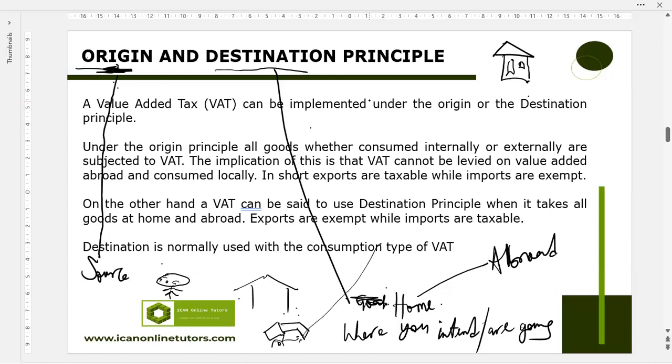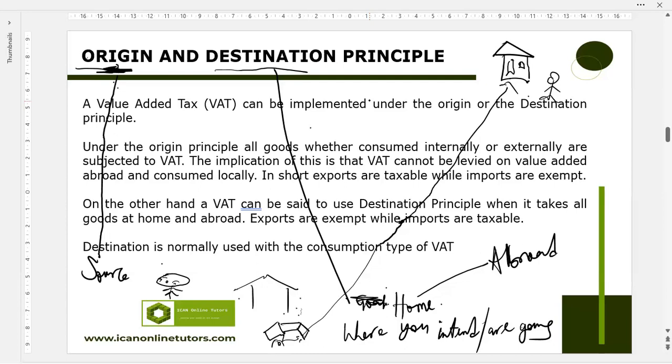So where is our destination? Someone should answer me now. Home. Home, that's our destination. But if she's at home and she intends going to the market, where will be our destination? The market will be our destination. Thank you. So I hope I was able to explain it simply.